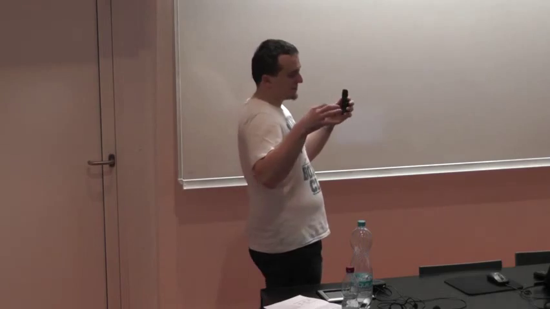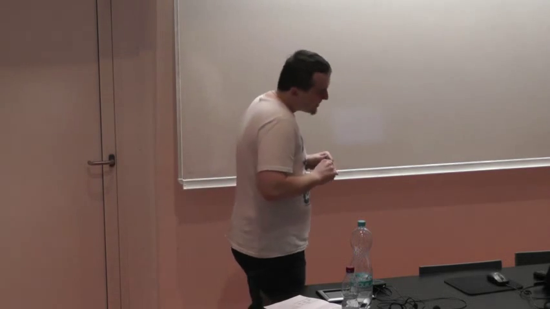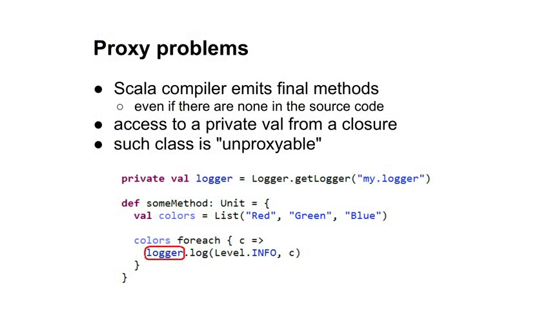If you require your V to have a default constructor, you're basically saying that it has to be mutable, because if you can't inject or add additional dependencies at the creation of the instance, you have to add it later. So that's one complication. And the other complication is that Scala compiler sometimes creates final methods in the generated bytecode, even if you don't write any yourself.